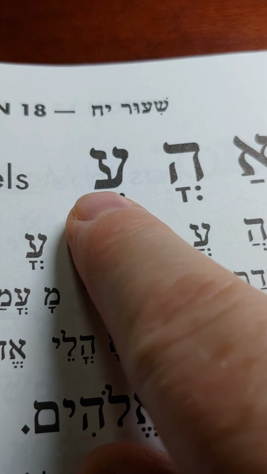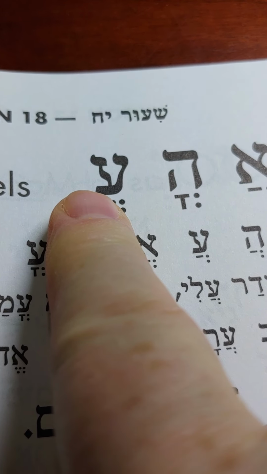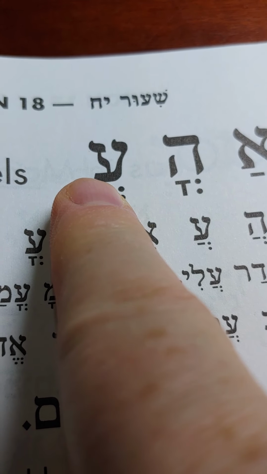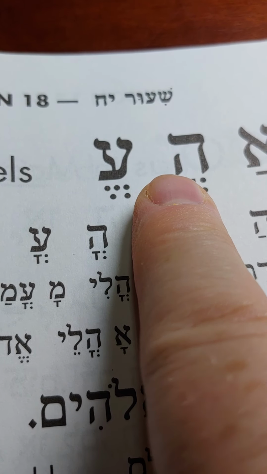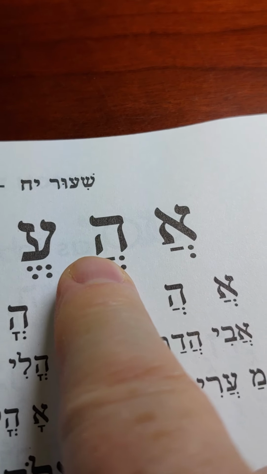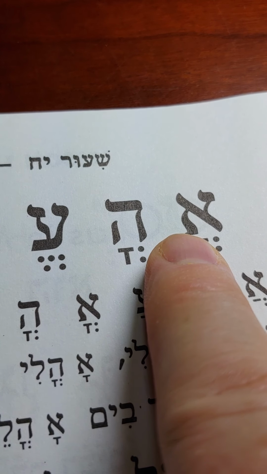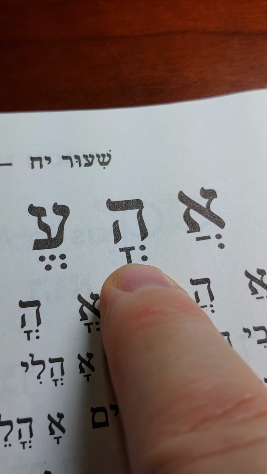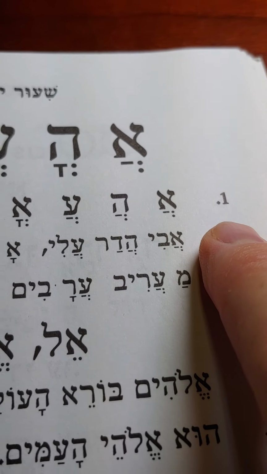Normally for grammatical purposes, they would only have a shva, the two dots. You can't pronounce the ayin with the shva; it has no sound. The hey makes practically no sound, and the aleph, also a silent letter, makes no sound with a silent vowel. But here it's ah, here it's ha, and here it's eh. Okay, let's look at line 1.